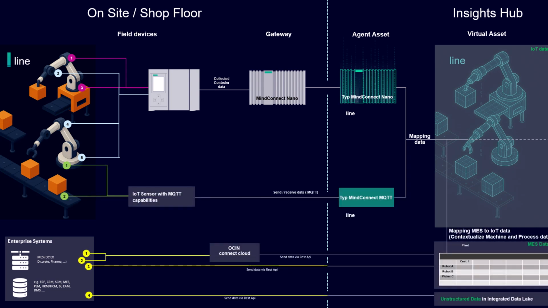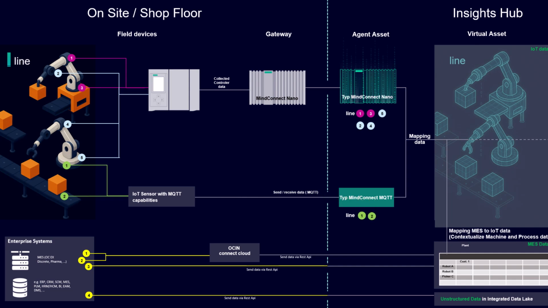For example, you collect the purple and light blue marked data points from some machines via their controllers, just as you did in our previous example, and send them via a gateway to Insights Hub. Additionally, you also send data from MQTT-capable IoT sensors, here marked in green, to Insights Hub. This data then arrives in the agent assets of type MQTT.